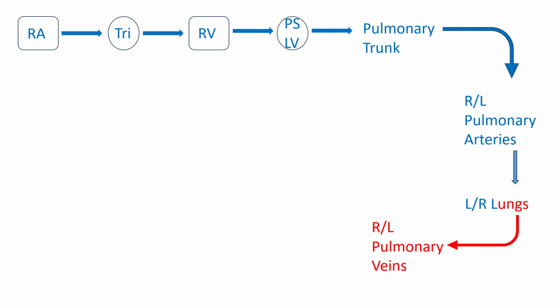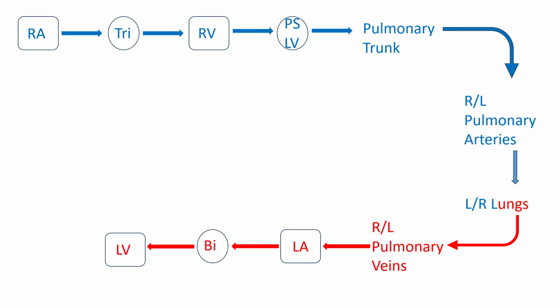Well, that oxygenated blood is going to leave the lungs in either the right or left pulmonary veins, carrying oxygenated blood back towards the heart. The left and right pulmonary veins, what do they do? They empty blood into the left atrium. Blood entering the left atrium is going to pass through the bicuspid valve, or the mitral valve, into the left ventricle.